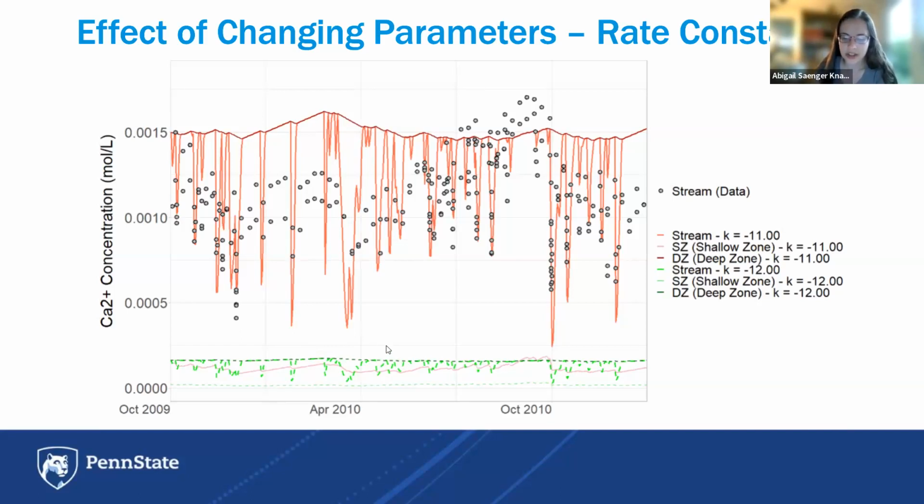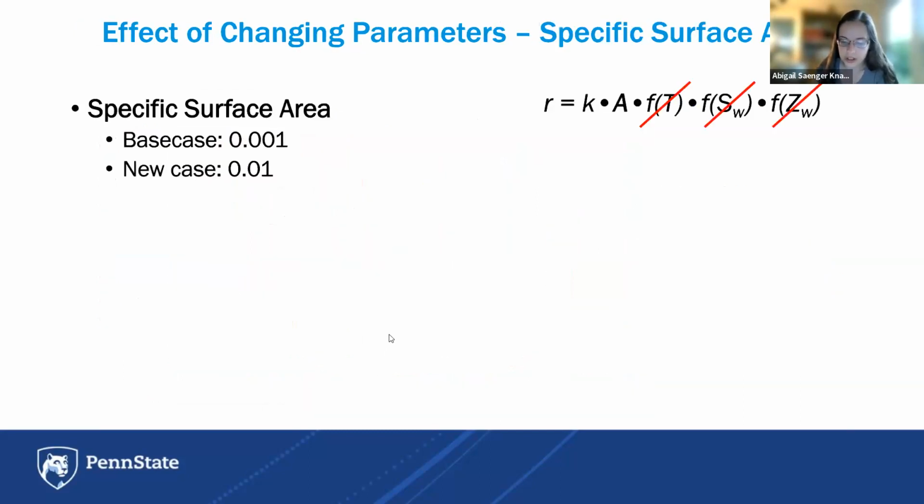For our next case, let's alter the specific surface area. We will alter the reaction surface area in the reaction rate equation by changing the SSA value, or specific surface area. That parameter, along with the volume fraction parameter, determines the reaction surface area in the model code. We are increasing the SSA from 0.01 to 0.01, which is an increase of 1 order of magnitude.